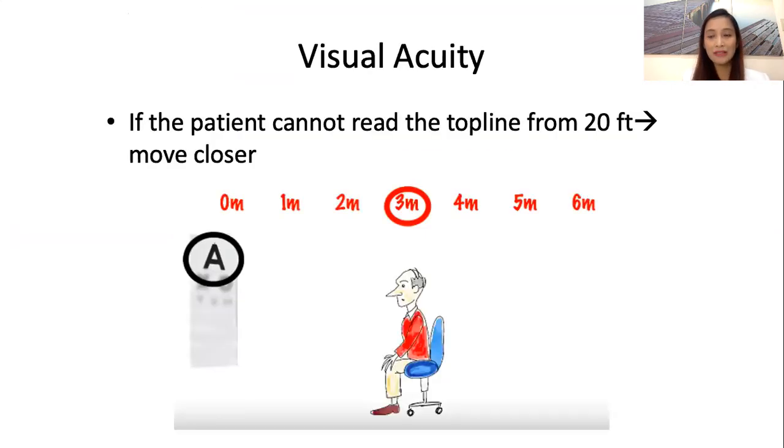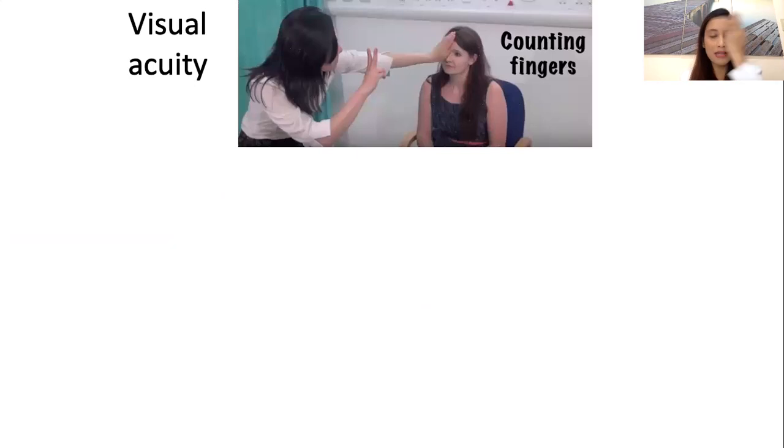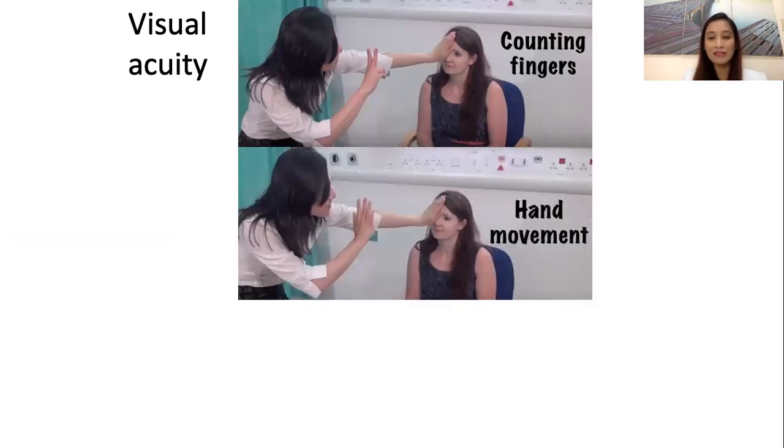If the patient still cannot see the biggest letter even if you move the patient closer, this usually happens in patients with severe visual problems. You can do counting fingers. You test each eye individually, and you ask the patient if they can count 2, 3, 5, 1, 2, okay? If the patient still cannot see the counting fingers, then you ask for hand movement. So here, can you see that? Doctor, I can see that.